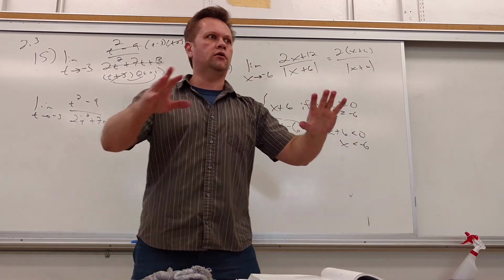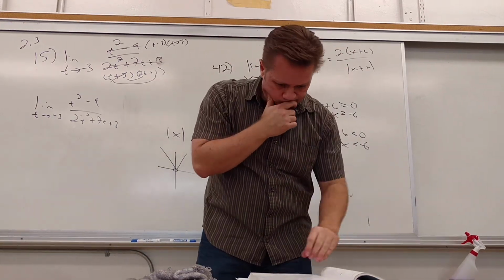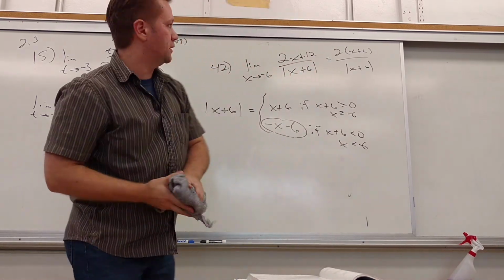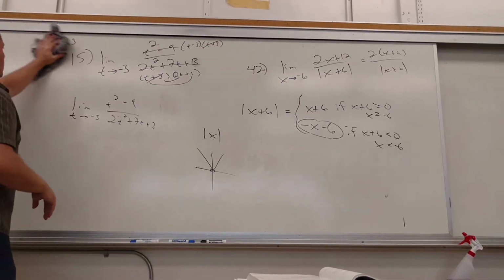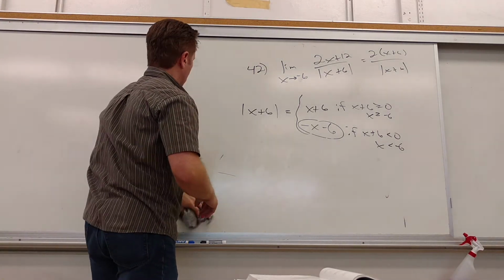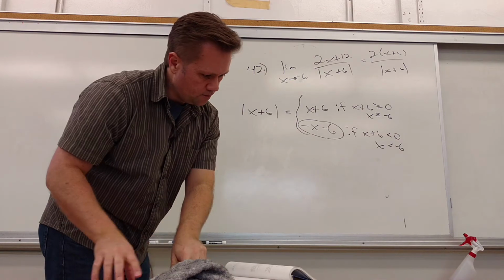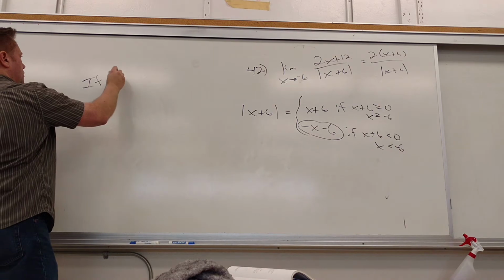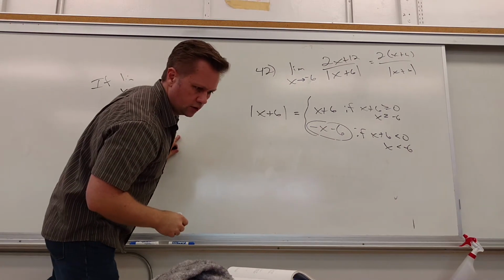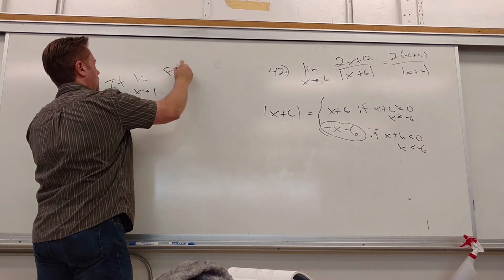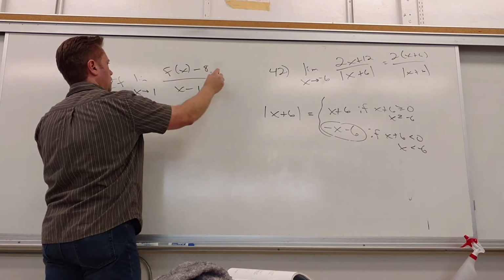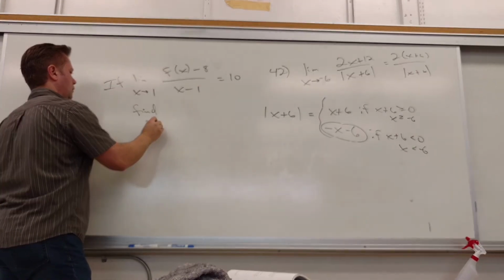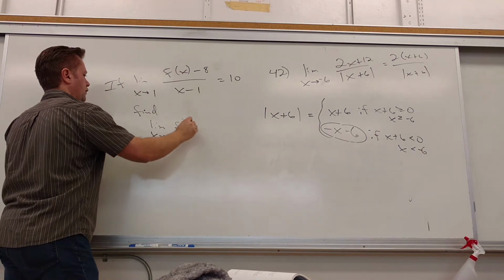Okay. Anything else from homework that I can only halfway explain? 57. Oh yeah, good. This is freaky. I like this problem. This says if the limit as x goes to 1 equals 10, find the limit as x goes to 1 of f of x.